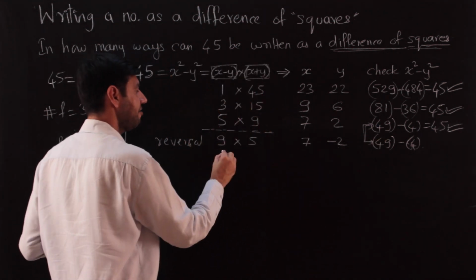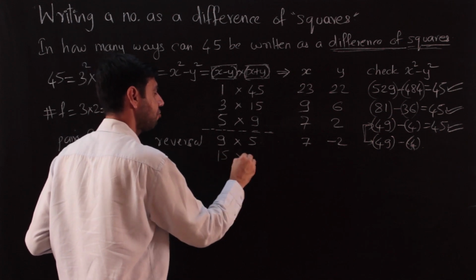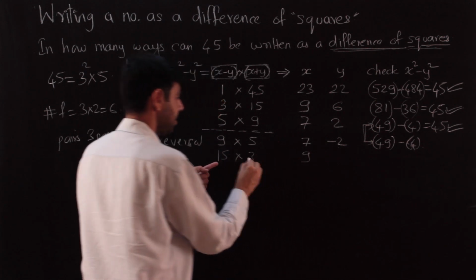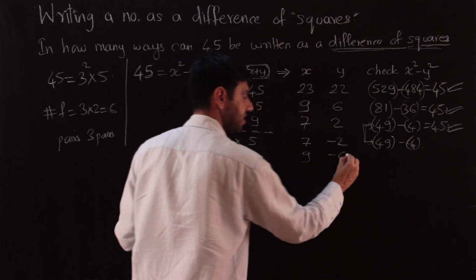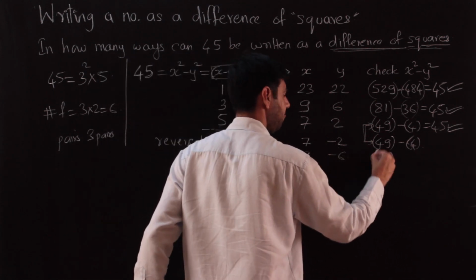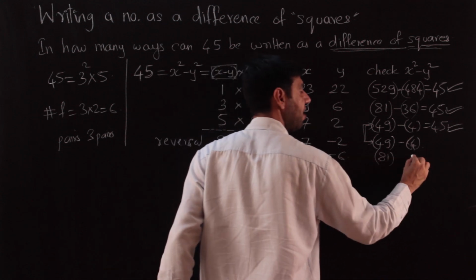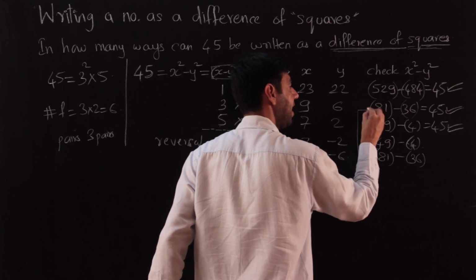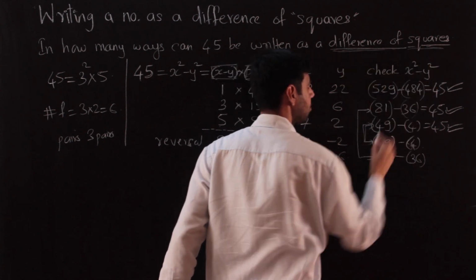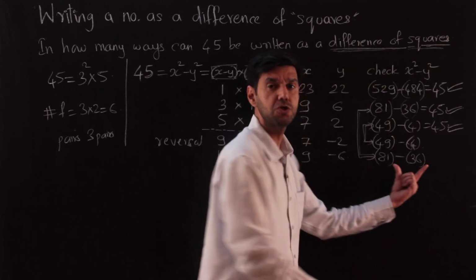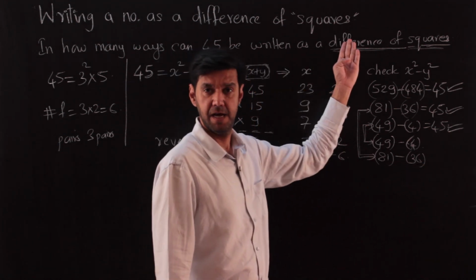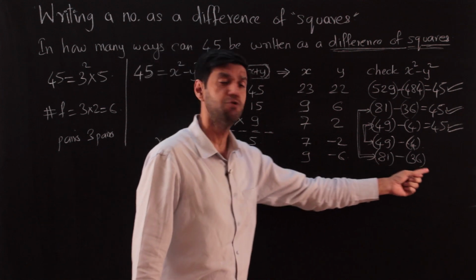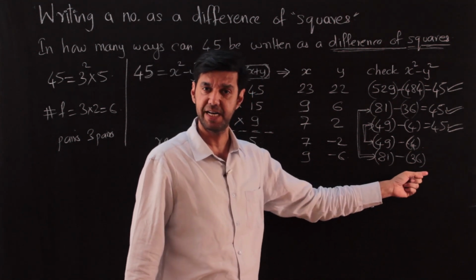If I continue the reversal, the next one will be 15 into 3. 3 and 15 is 18, 18 by 2 is a 9, 3 minus 15 is minus 12, minus 6. But when you take the square of 9, that is 81, if you take the square of minus 6, you get 36. And so this method is the same as what are the two squares of the difference of which we are finding? The two squares are 81 and 36, which is the same as before. So I'm not going to count this as a new method, a new way of writing it as a difference.